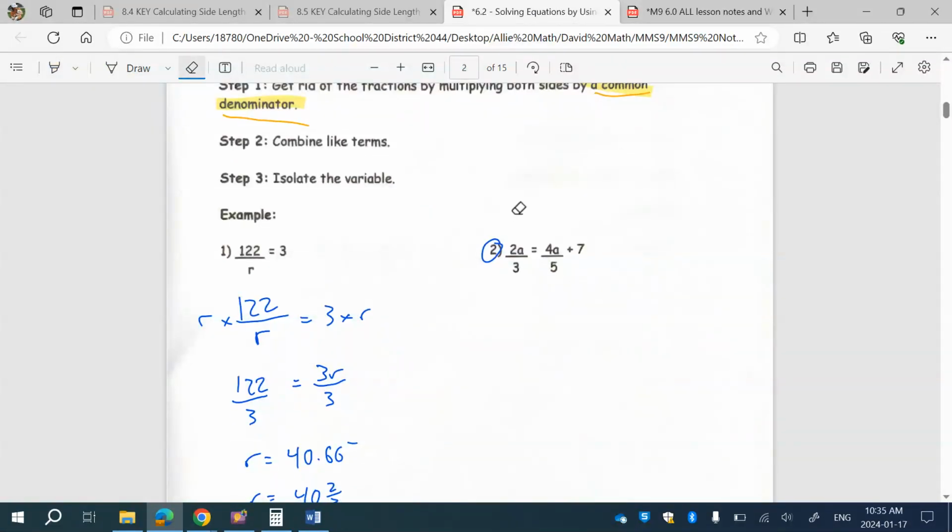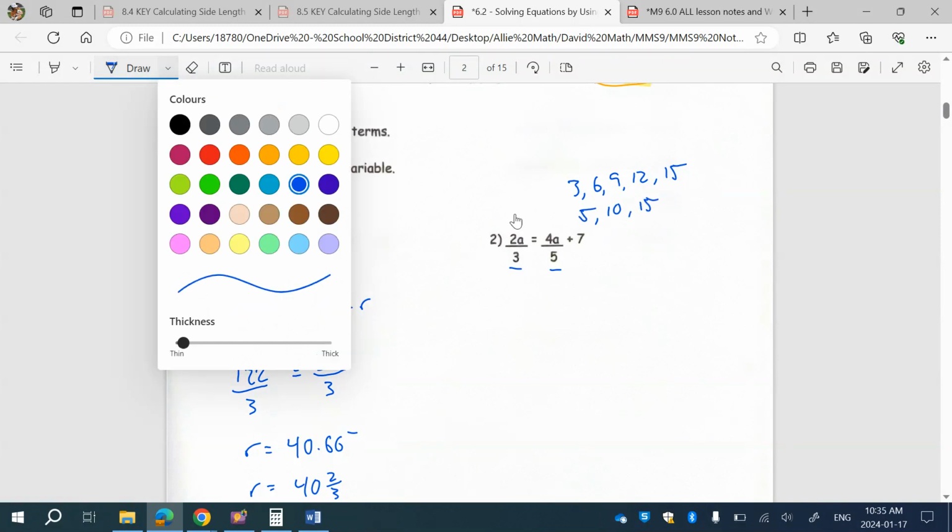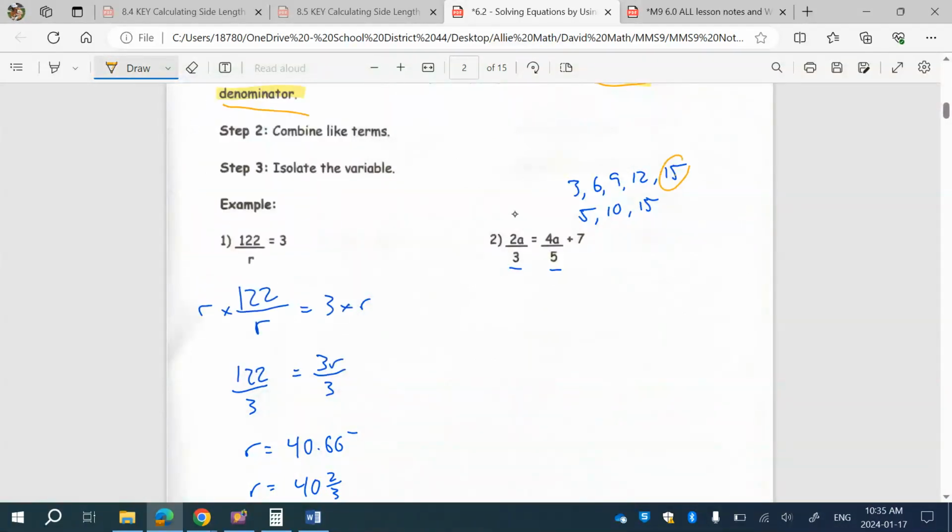Remember what a common denominator is. These are our denominators. They're currently different. So we need to find the lowest number that both 3 and 5 go into. So we would have 3, 6, 9, 12, 15. And we would have 5, 10, 15. You can see the lowest number that both of those numbers go into is 15. So that's our common denominator, or lowest common denominator.